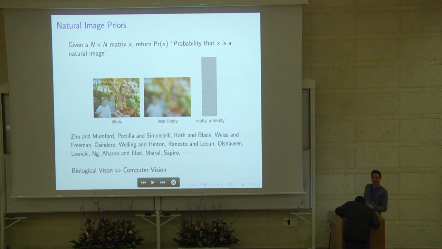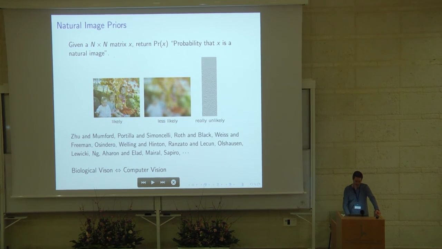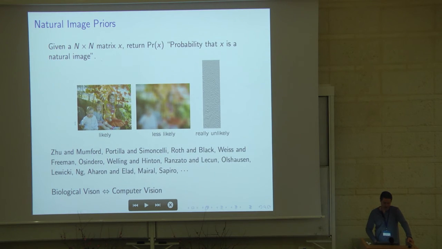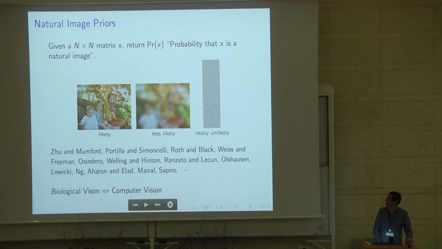So we've talked a lot throughout this day about the importance of modeling uncertainty in artificial intelligence. And one example of that in computer vision is this problem called natural image priors, where many people are interested in the following problem: given an n by n matrix, call it X, return the probability of X, the probability that X is a natural image. And there's a lot of debate about what the probability of a natural image means. But at least at this point, as a heuristic, we want this function to say that this is very likely to be a natural image, this is less likely, and this is highly unlikely.